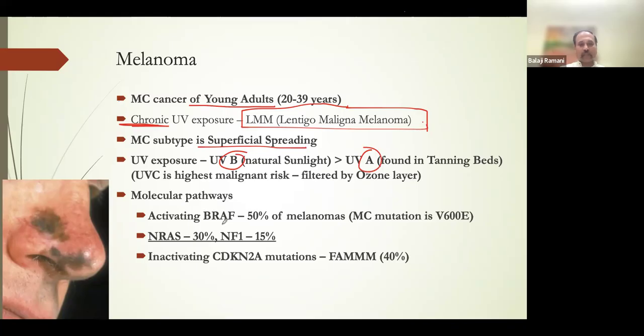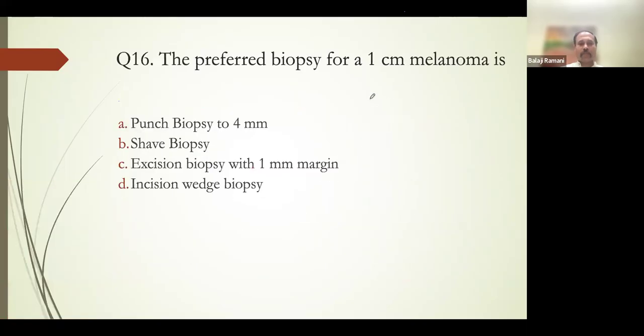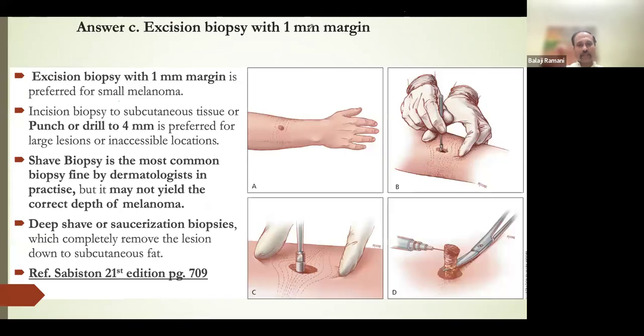So the molecular pathways, as we already discussed, BRAF is the most common. Then you have the RAS and the NF1 pathway, and for inherited mutations the most common is CDKN2A in 40% of cases. Now, the preferred biopsy for a 1 centimeter melanoma: punch biopsy to a depth of 4 millimeter, shave biopsy, excision biopsy with 1 millimeter margin, incision or wedge biopsy. The question is, what are the various types of biopsies that are available, and what do we need to do. When you have a small lesion, you generally preferably excise it with a 1 millimeter margin. That is preferred for a small melanoma.